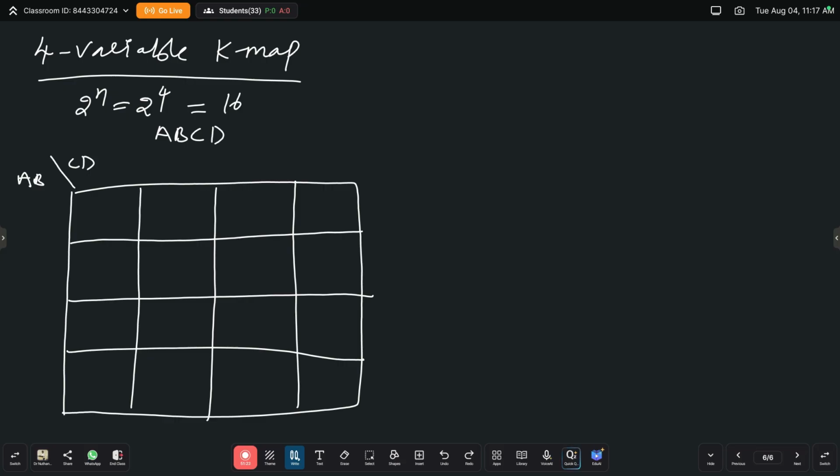Otherwise, you can write AB here, CD here. So this is the top side, this is the left side of the K-map. Then how to represent your cells? You can give your numbers also. As I told you, cell number based on your number: 0 0, 0 1, this is 2, this is 3, 4, 5.